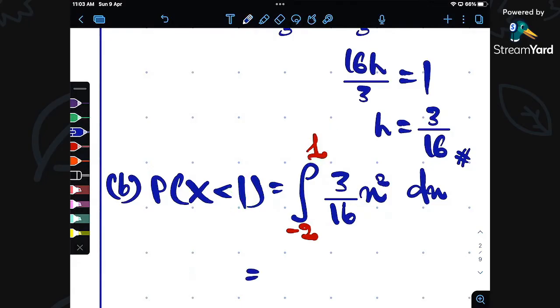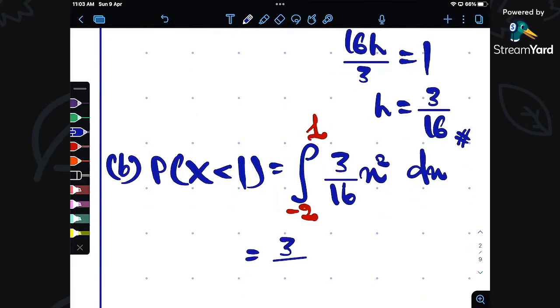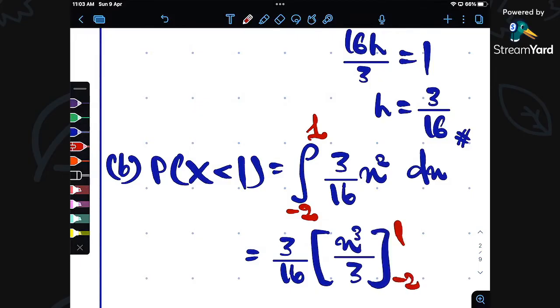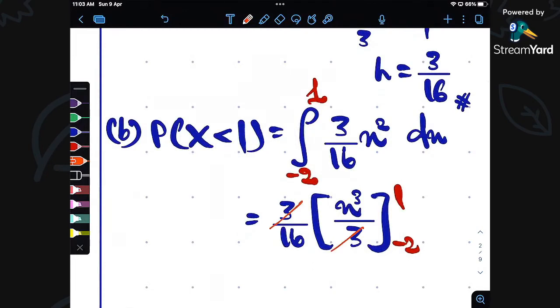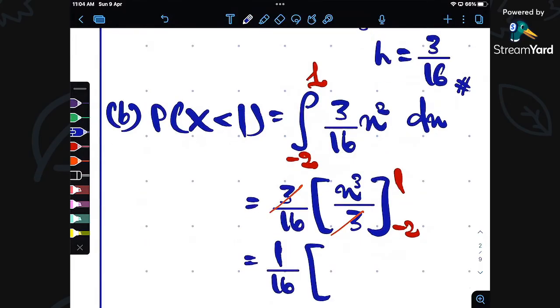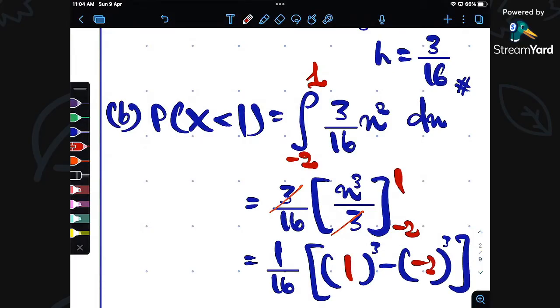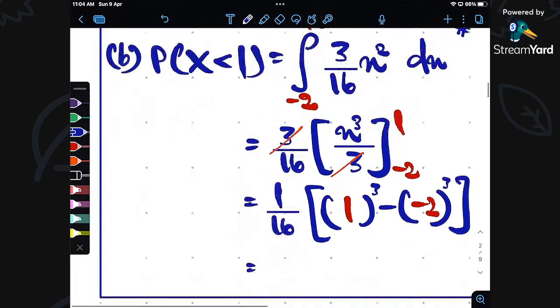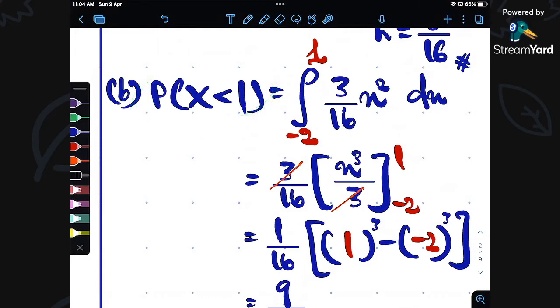And then we are ready to solve this part, which is 3 over 16. Put it outside, and then here goes x cubed over 3, and the limit is -2 until 1. Then I can simplify by cancelling this number 3, and solve it simply: 1 over 16 times something cubed minus something cubed. That something will be 1 and -2 inside here. And then the answer is, what is this? 1 plus 8 is 9, so 9 over 16. There we go, that's our answer for the probability of x less than 1.